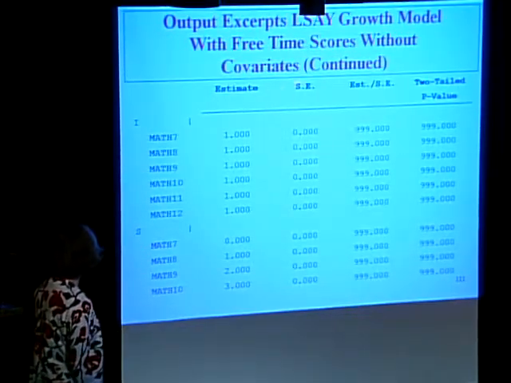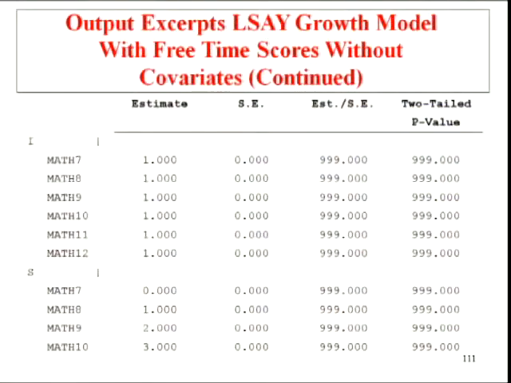So here for I, now we're using the language with the bar, so we have a bar here instead of by. We see that the intercept growth factor has all of the factor loadings at 1. And for the slope growth factor, we have fixed at 0 for Math 7, 1 for Math 8, 2 for Math 9, and 3 for Math 10.